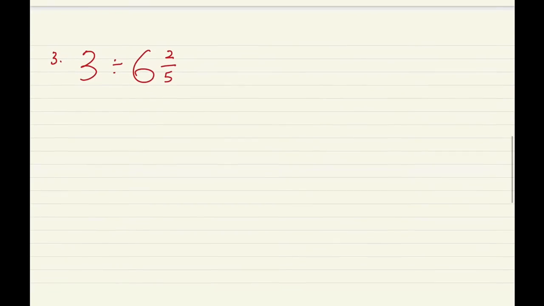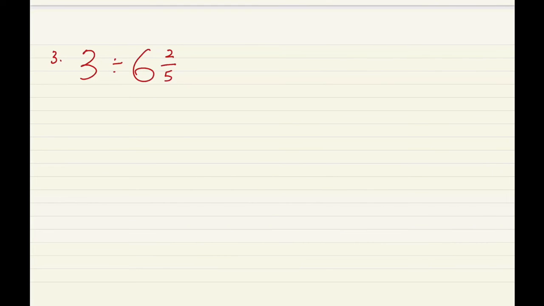So let's get to number 3. We have another whole number here. So remember that whole numbers, 3 is the same as 3 over 1. So we're going to write keep, change, flip. So we're going to keep it as 3 over 1, change the sign, and then we have to flip this. But you can't flip a mixed fraction. You have to change that mixed fraction into an improper fraction first, then you could flip it.